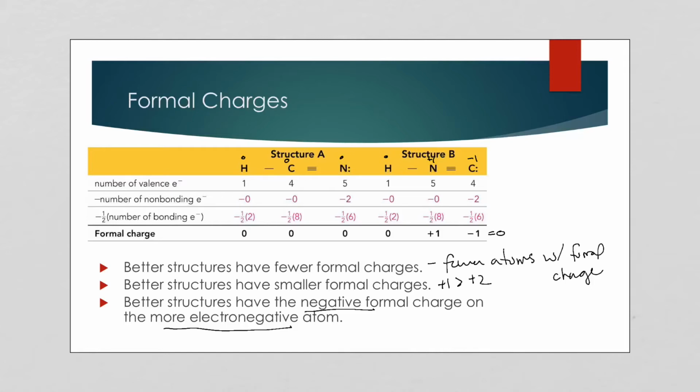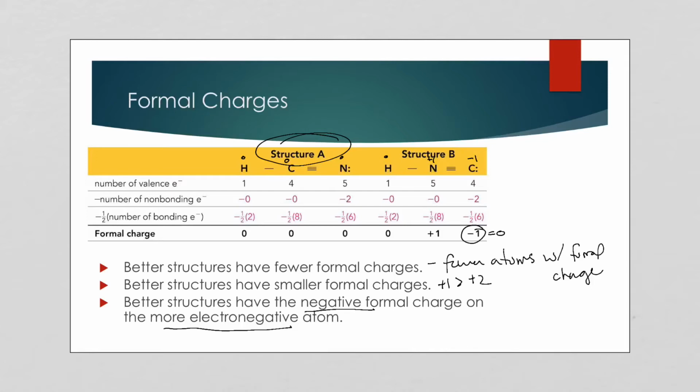And so, for a lot of reasons, we can see that structure A is the superior structure. First of all, we have all 0 formal charges. That's the ideal, right? We have fewer atoms with formal charges. So in this one, we have 2 atoms with formal charges. Now, they're just 1, so that's not bad, but they still have more atoms with formal charges, so A seems better. Now, if we look at the negative formal charge particularly, it's on the carbon.